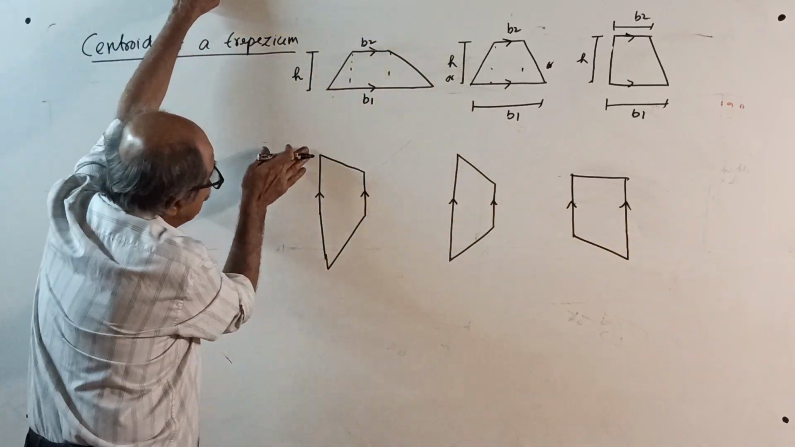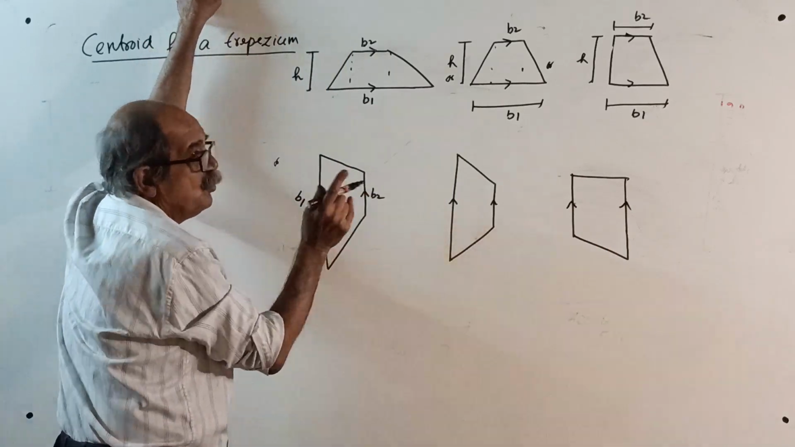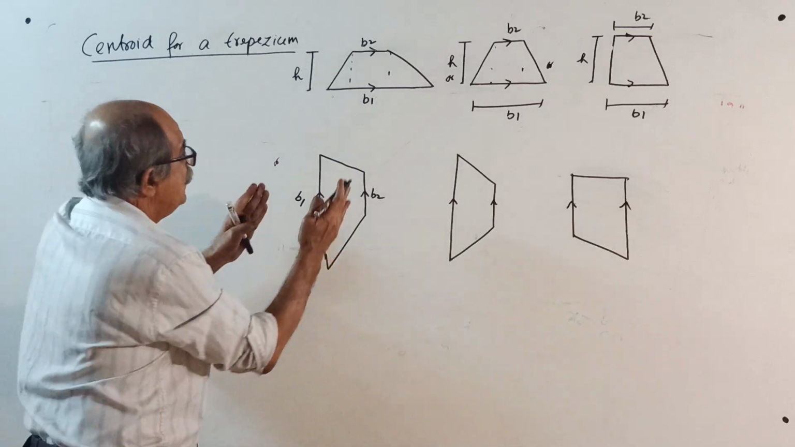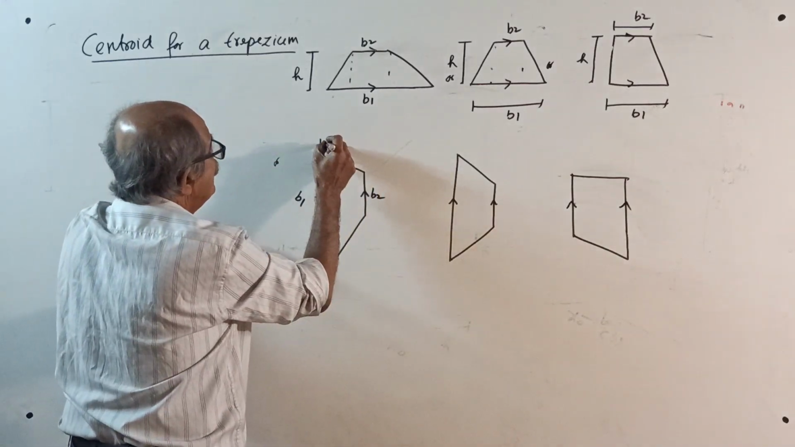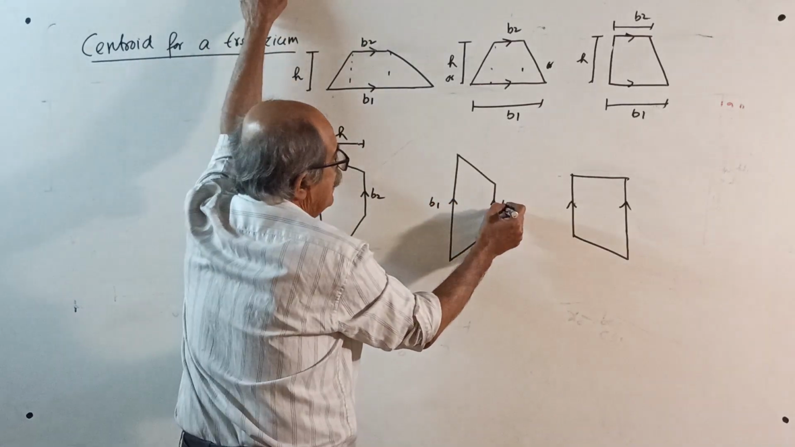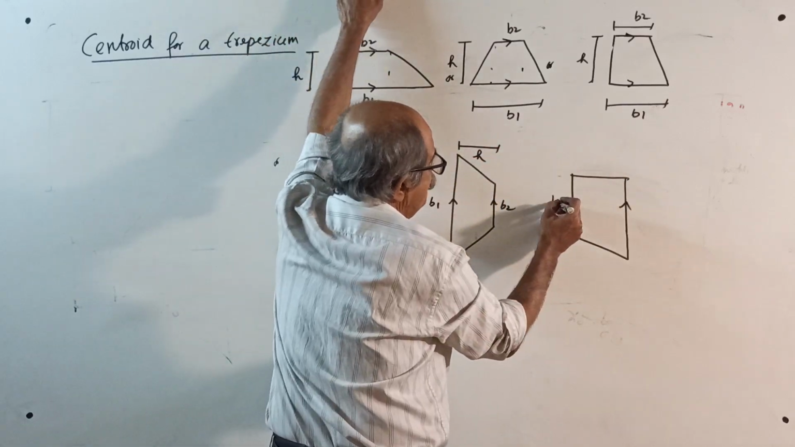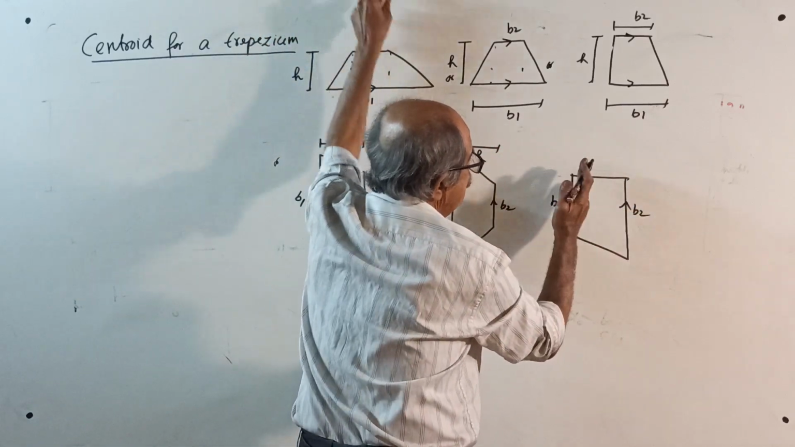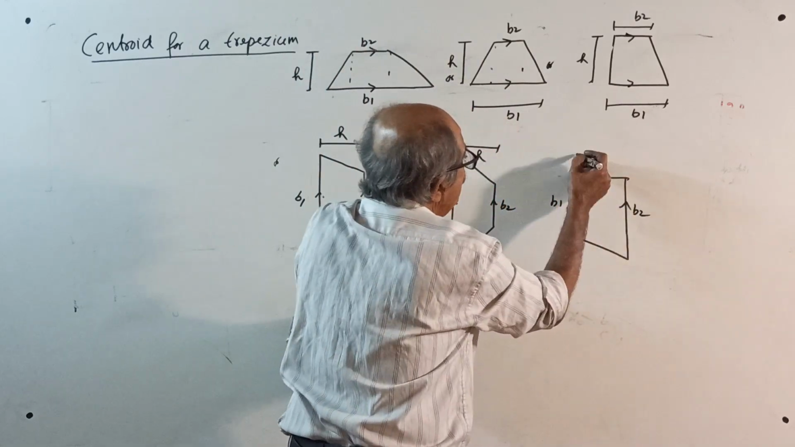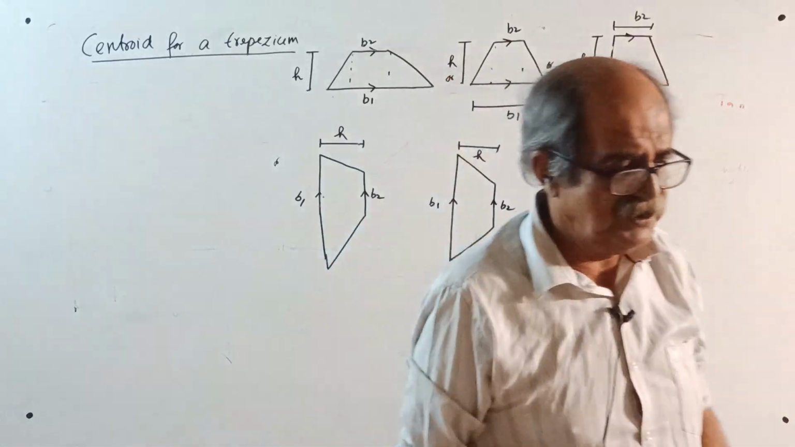Now, this will become the base. I will call this B1, this B2. No, the base is not horizontal. Between the two parallel sides, this is the height h. See here, I can call one of them B1, the other B2. This is h. B1 is the base, these are the bases. This is the height h. You can call it whatever way you want.